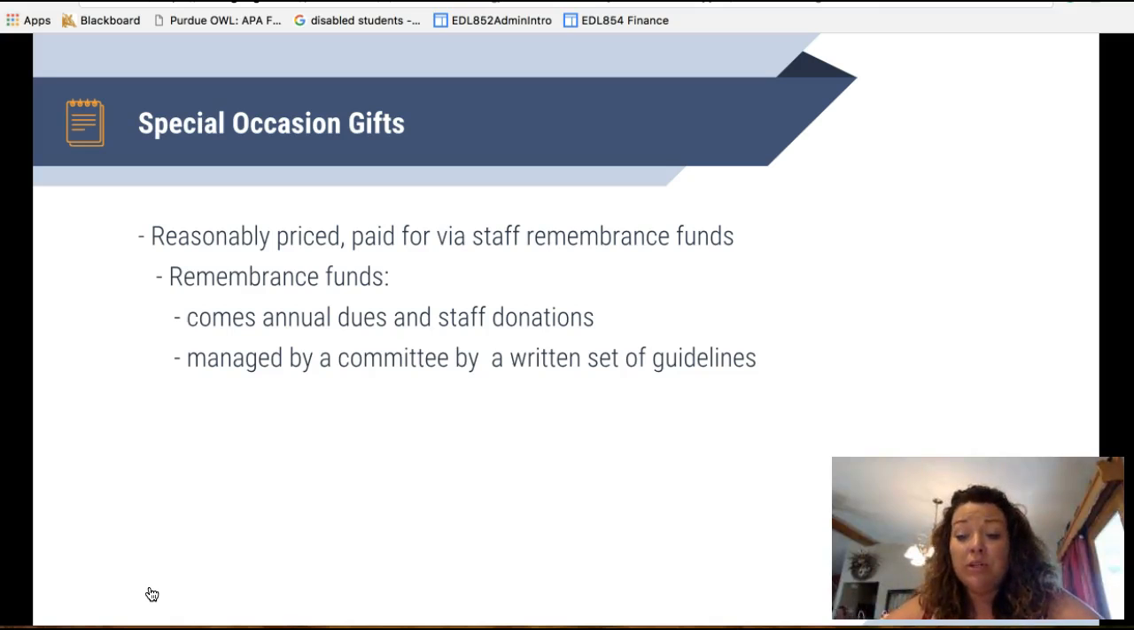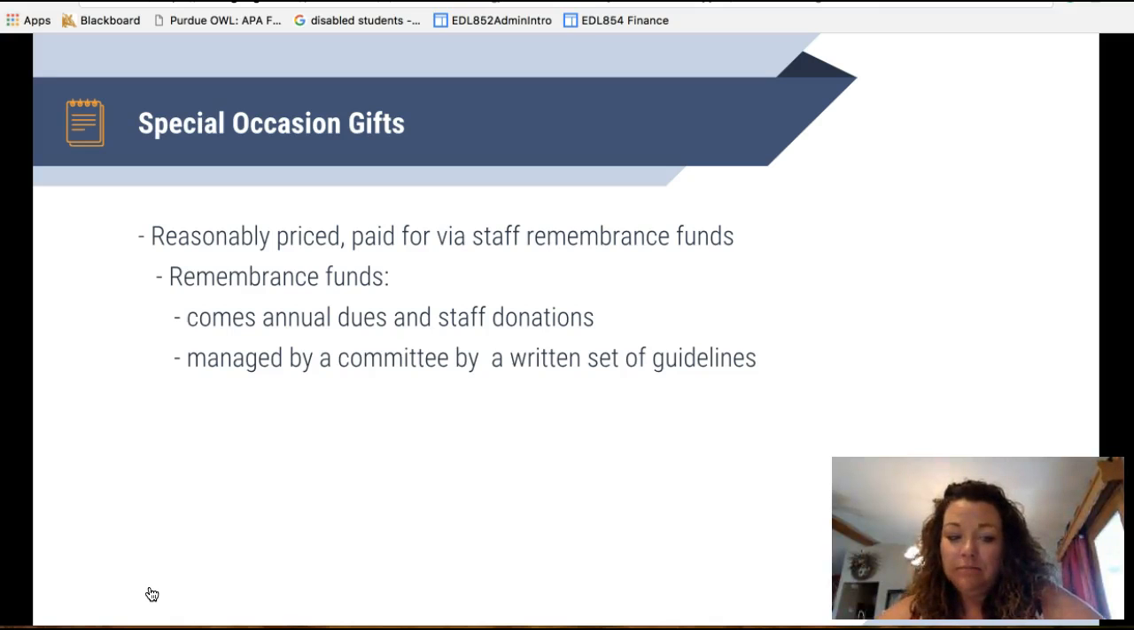We don't call it a remembrance fund here. We just call it the flower fund, which we don't always use to pay for flowers. Everybody puts in like $20 at the beginning of the year, and if somebody retires, a gift is given out of that fund, or if there's a death in someone's family, those types of things are paid for out of there. And this is managed by a committee following a set of guidelines, and we don't have a written set of guidelines that we necessarily follow.